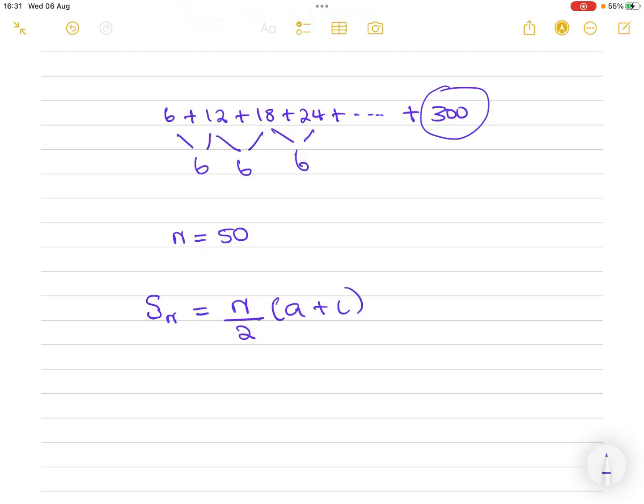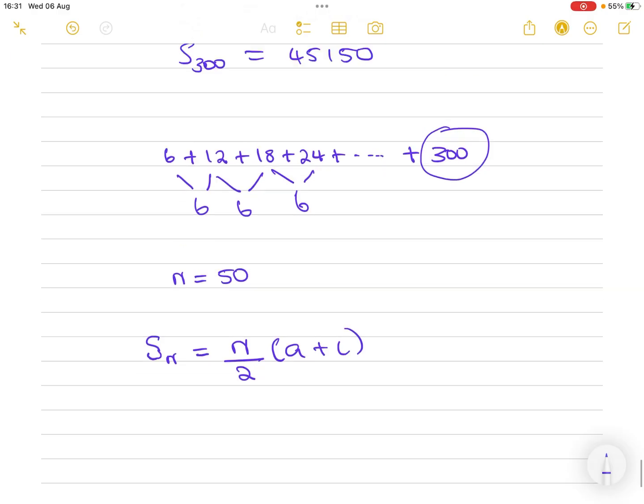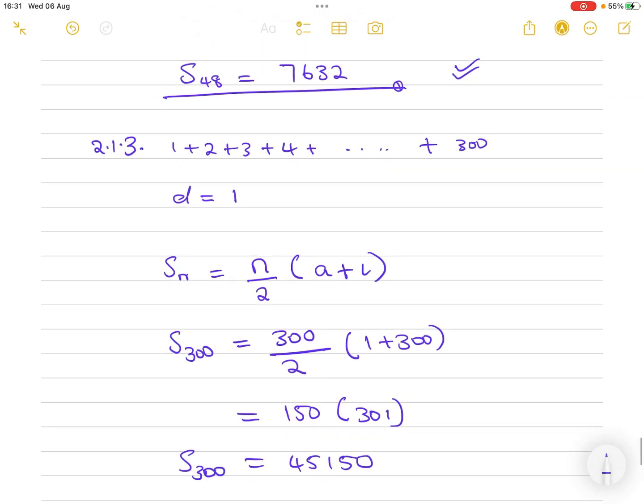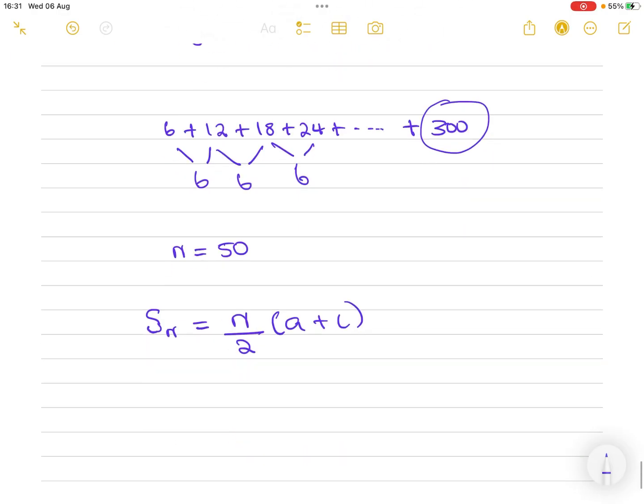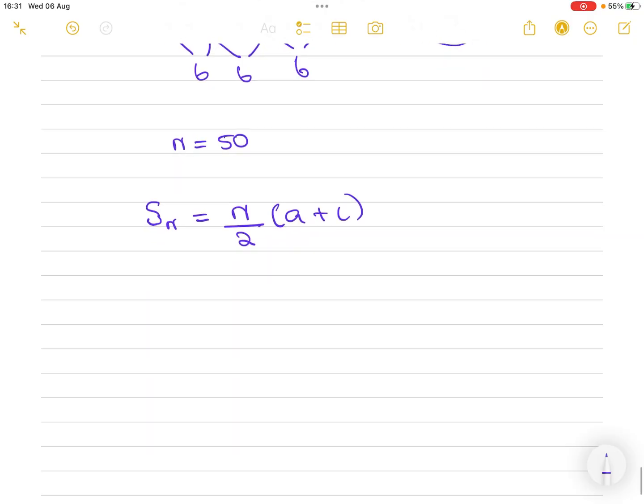So it's a plus what? Last term. But what if the last term was not given to me? I was going to use an alternative method. But this is the one that you use if you have a last term given to you. So in this case, I know that terms are no longer 48, but they are 50 now.